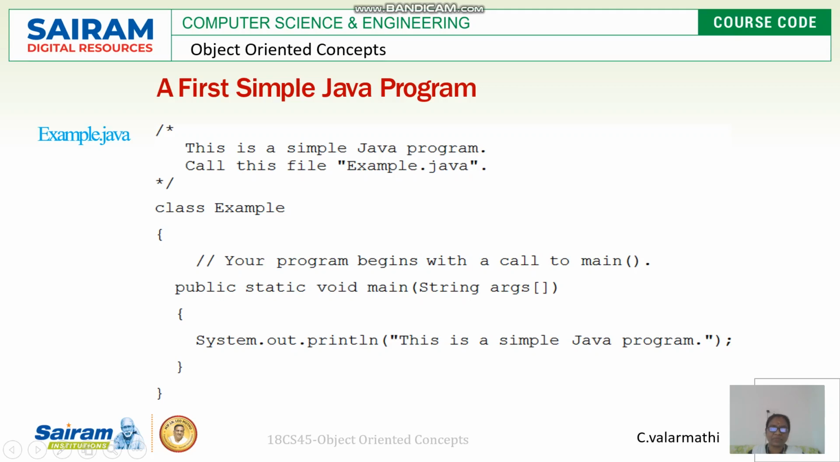Like System.out.println. Here System is a class, out is the object of the class System, and println is one of the methods defined in the System class. So this is the explanation of System.out.println, and then this is my message to print as output: this is a simple Java program. I am closing the void main, and similarly the class is also closed. So this is my Example Java program.